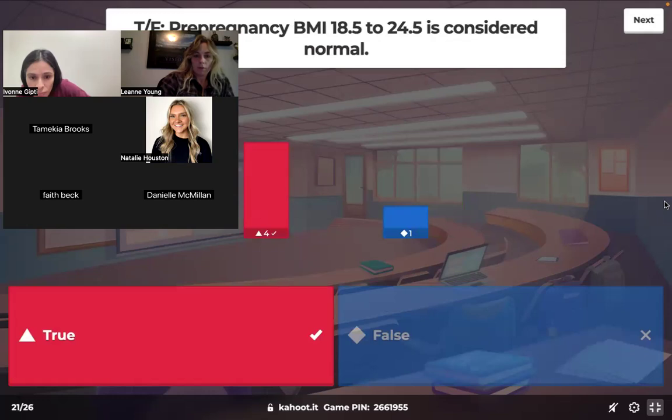Yep, so this would be true. A BMI of 18.5 to 24.5 would be considered normal.